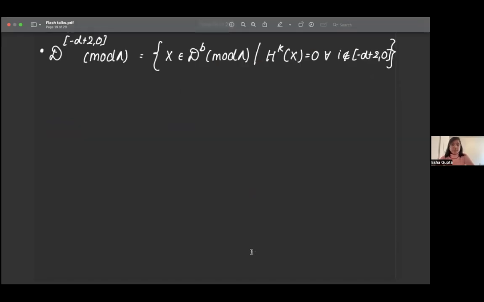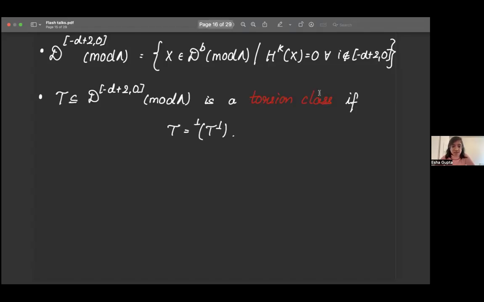So this category D^{[-d+2,0]}(mod lambda) is defined to be the full subcategory of the bounded derived category of complexes whose cohomology is concentrated in this interval. So it's a nice extension closed subcategory of a triangulated category, so it's extriangulated. And then we say that the full subcategory T in here is a torsion class if it's the left Hom-perp of its right Hom-perp, so if it satisfies this equation here.